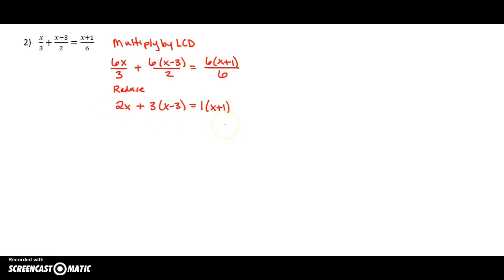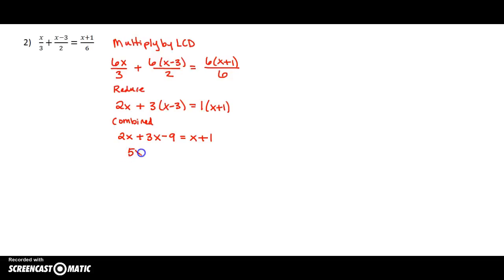We no longer have any fractions, so we're going to start to combine like terms again. So we have 2x plus 3x minus 9 equals x plus 1.